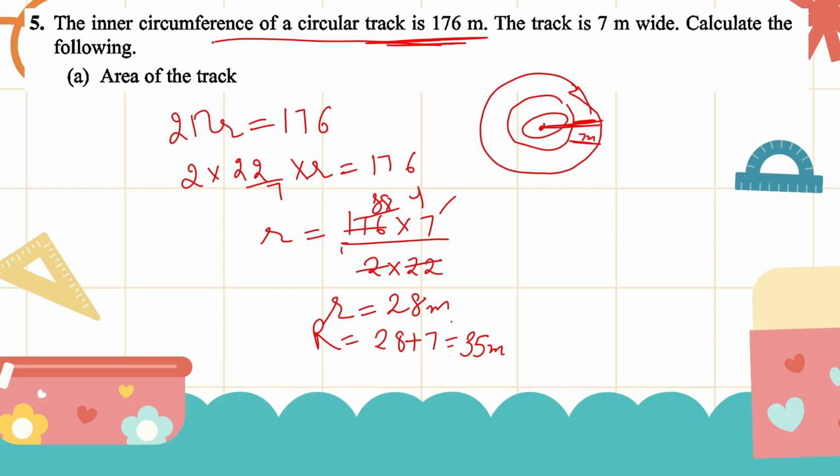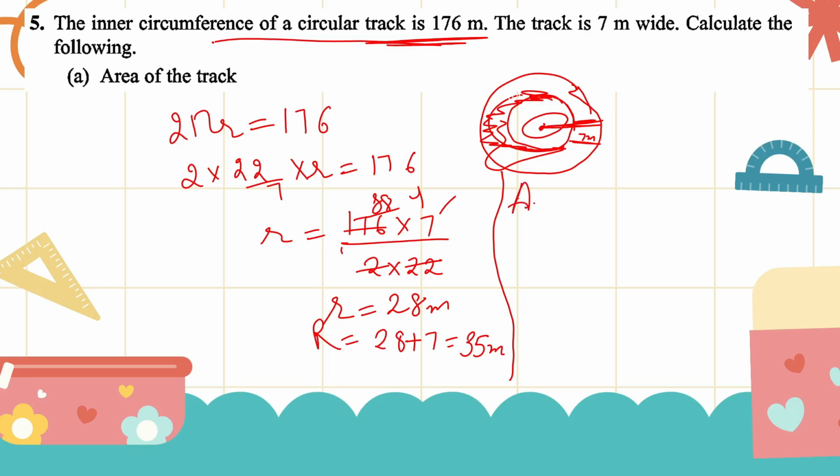Now we have got two radii, radius 1 and radius 2. The outer radius we are denoting with capital R, the smaller radius we are denoting with small r. We need to find the area of the track. It means if we subtract the smaller area from the bigger area, we will get our answer.